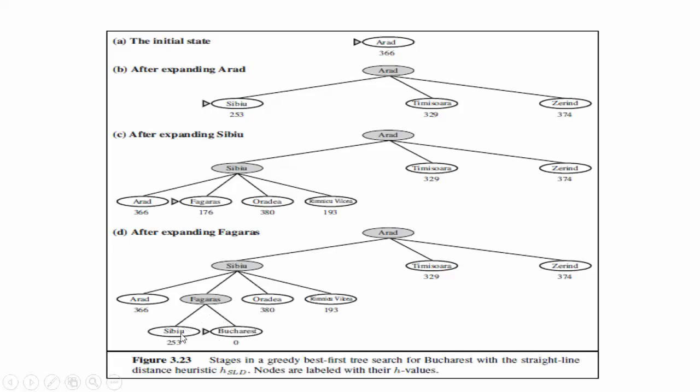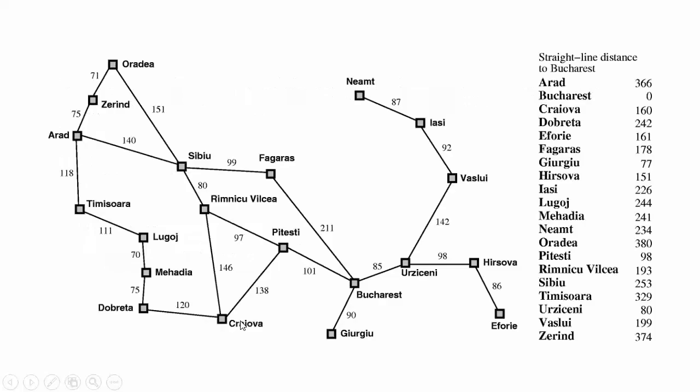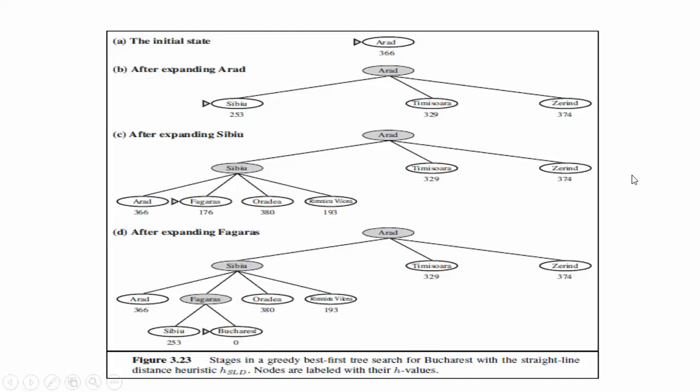We already know the h of n values. H of n, that means the estimated cost value, for Sibiu is 253. And for Bucharest, what is the estimated cost? Look at the table. It's 0. So there you have to consider Bucharest. Among these two, which one has the minimum value? 0. Therefore our destination goal is reached. In this way we apply the greedy best first search algorithm.